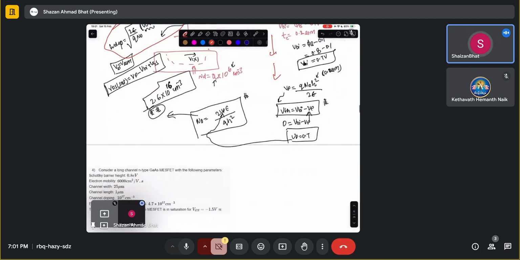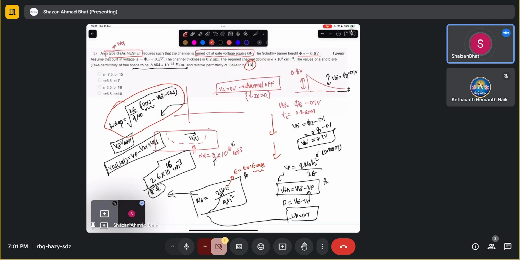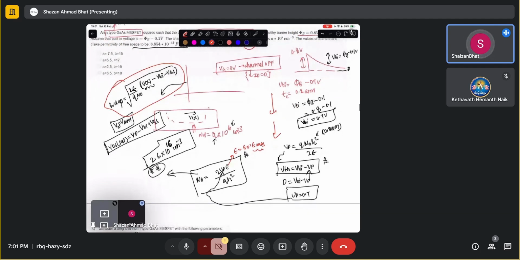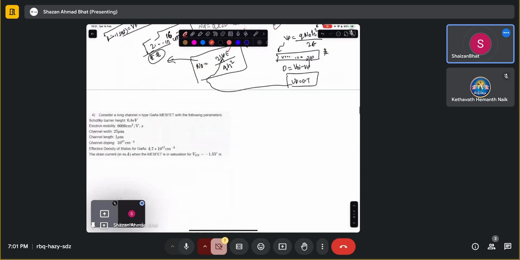But the important thing is you have to use epsilon, which is epsilon naught times epsilon GaAs, gallium arsenide. Don't use the silicon value. Don't make this mistake. This is 13. For silicon, I guess it's some lower value. And then epsilon naught is also given, it will be constant. That is about this question.